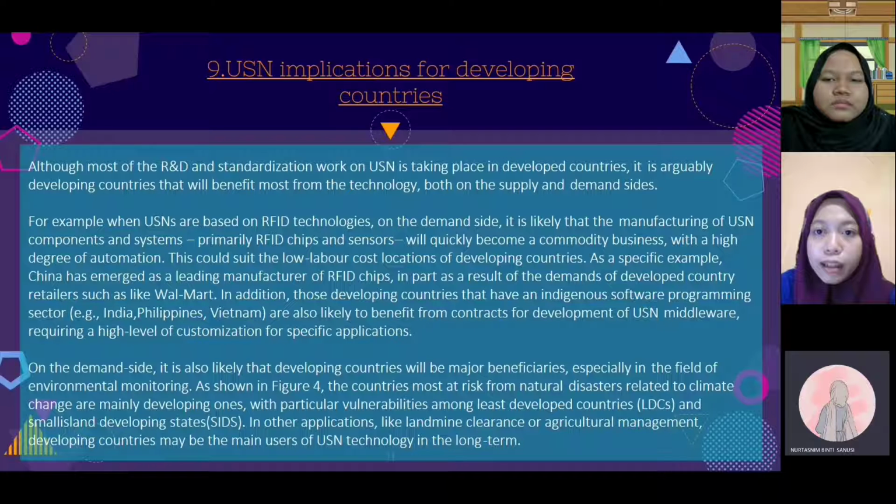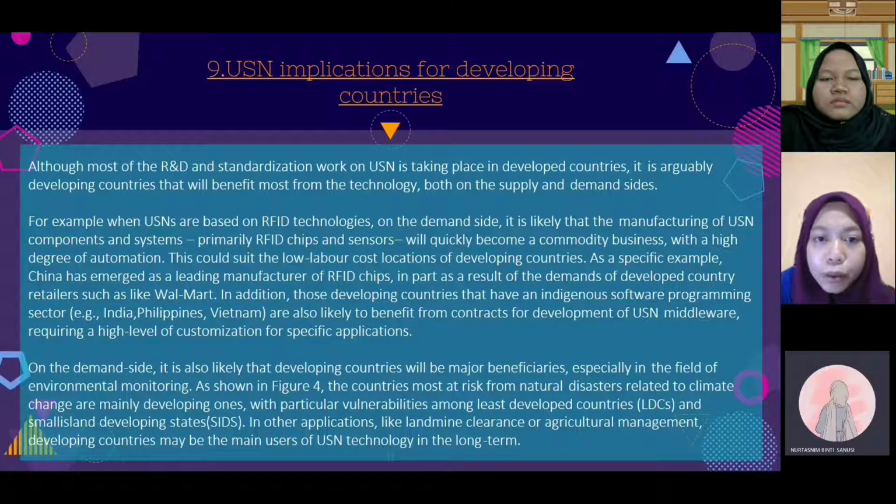likely that the manufacturing of USN components and systems, primarily RFID chips and sensors, will quickly become a commodity business with a high degree of automation. This could suit the low-cost locations of developing countries. As a specific example, China has emerged as a leading manufacturer of RFID chips, in part as a result of the demands of developed country retailers such as Walmart.